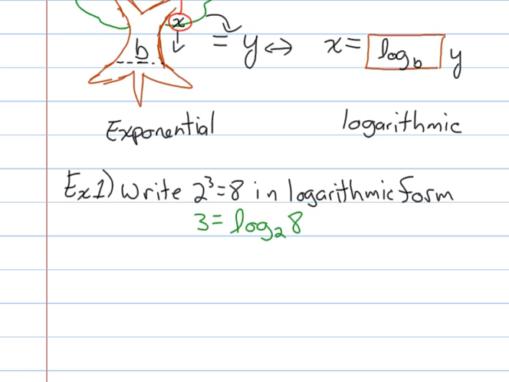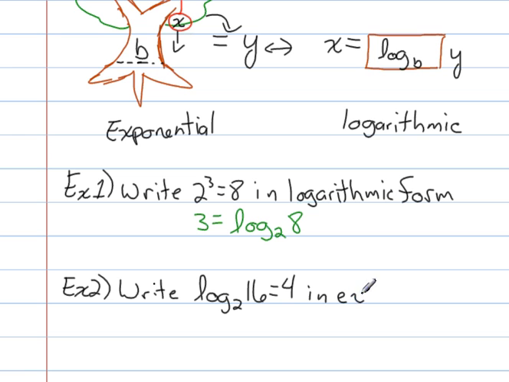Let's do another example now, where we go from logarithmic to exponential. So example 2, I want to write log base 2 of 16, which is equal to 4, in exponential form. That is 2 to the 4th power equals 16.